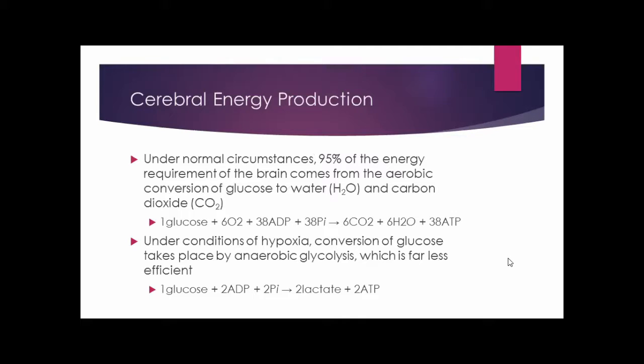Under normal circumstances, about 95% of the energy requirement of the brain comes from the aerobic conversion of glucose to water and carbon dioxide. There's the formula right there, where you see that we get a total of 38 ATP. 2 of those ATP molecules come from glycolysis, and the remaining 36 from oxidative phosphorylation. However, under conditions of hypoxia, glucose is converted by anaerobic glycolysis, which is in the cytosol, and that's far less efficient. As you see there, you only get a total of 2 ATP as well as 2 lactate.